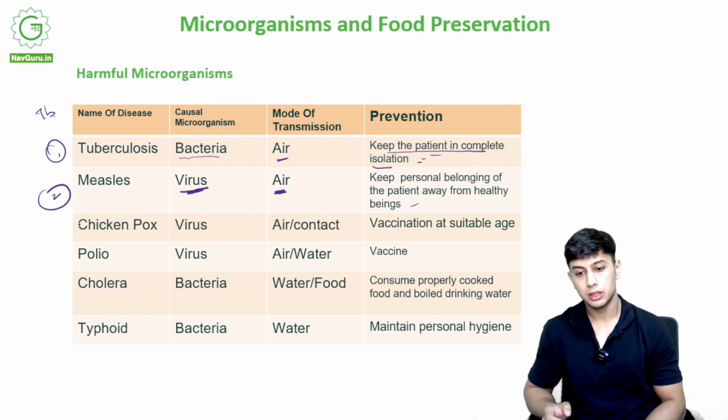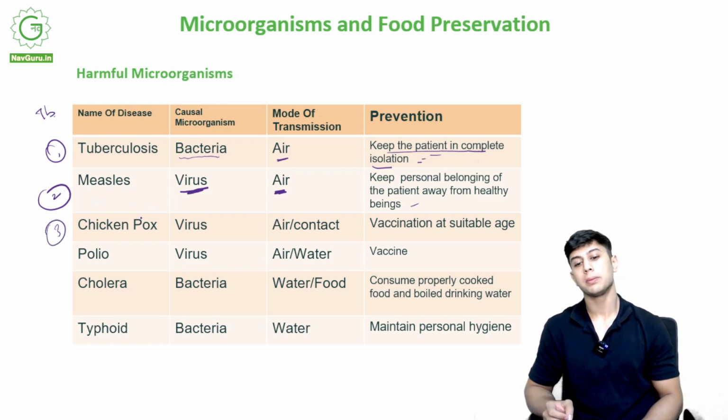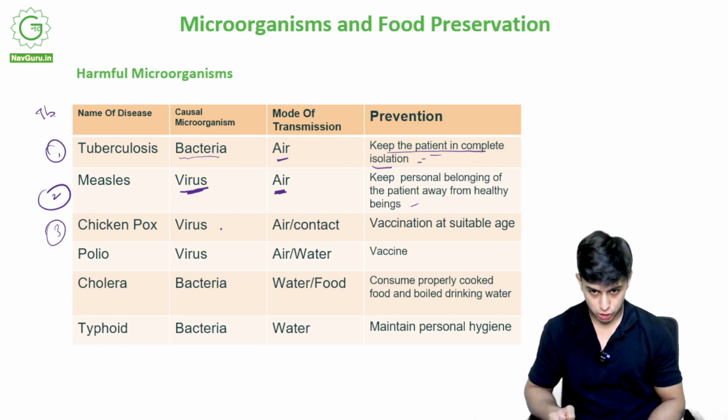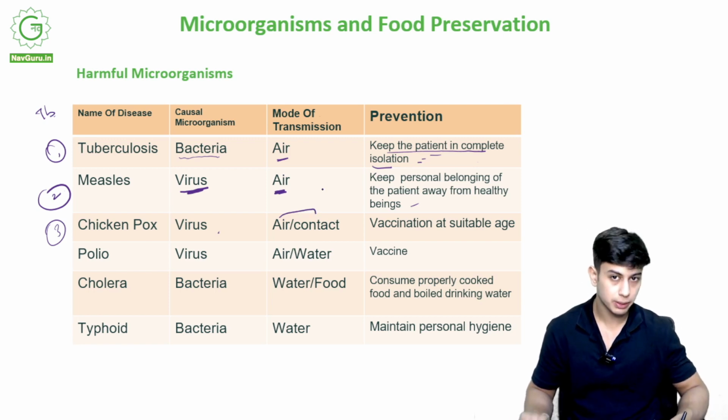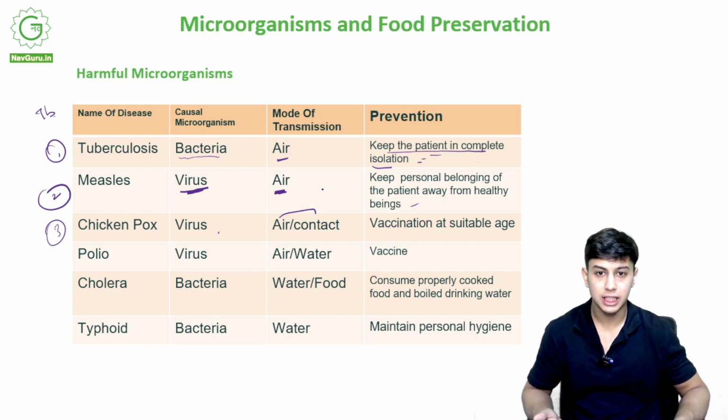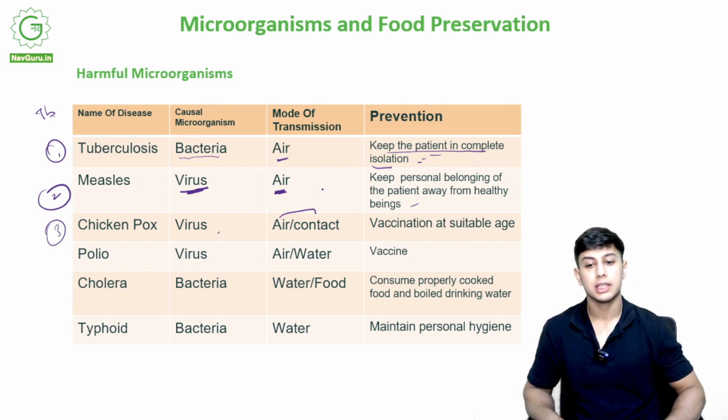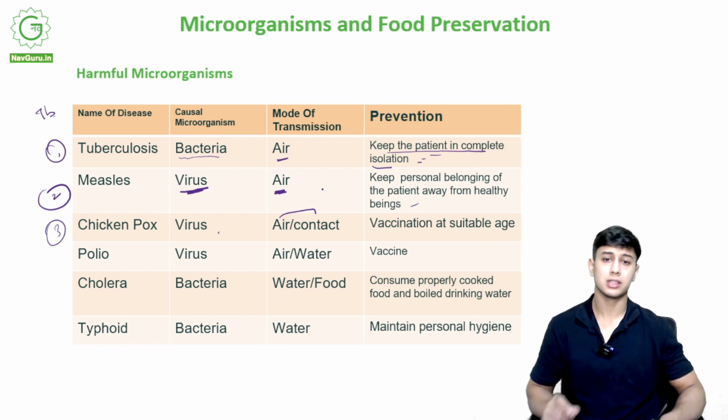We come to chickenpox. What is chickenpox? Chickenpox is also a virus. It is transported through air or contact. If I touch a person who has chickenpox, or I am in close proximity with that person and he sneezes or shouts or anything, I can get chickenpox. With chickenpox, there are a lot of pox on the skin.